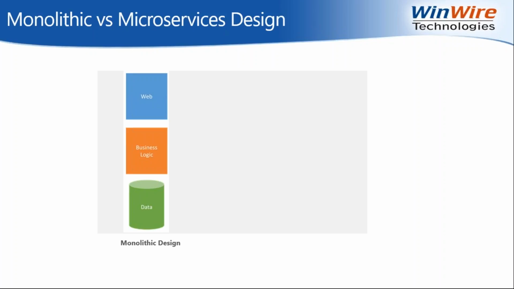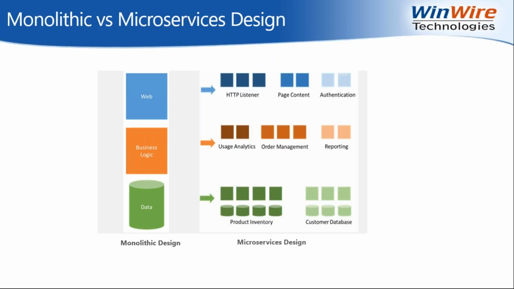So let's see how microservices solves these challenges. As you can see in the diagram, we still continue to have 3 layers, but each of those layers or components are split into multiple services. Web layer has one service for authentication, one for the content. Business logic has a component for service for order management and reporting, and so on and so forth.